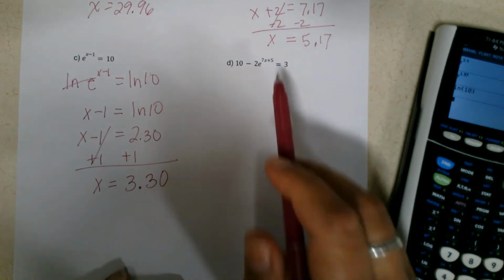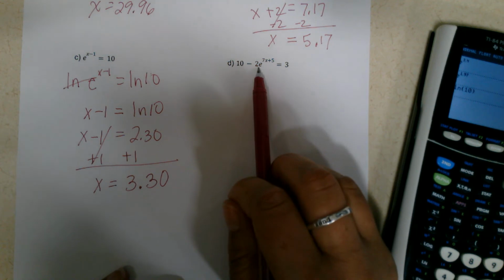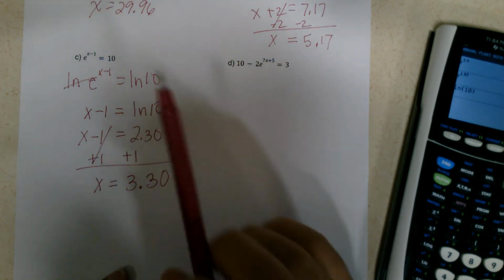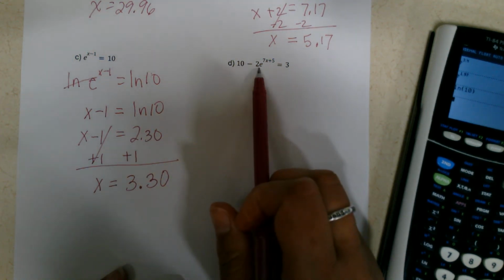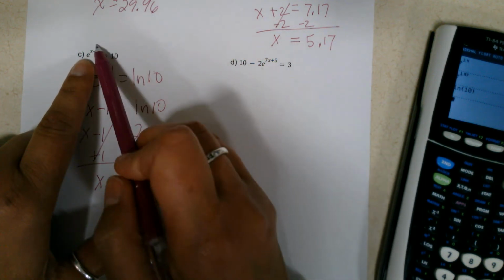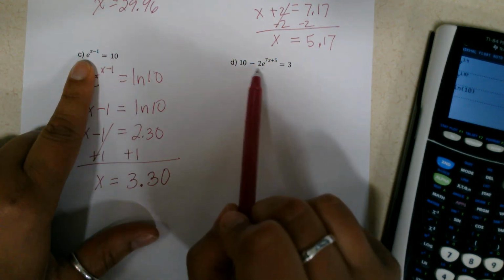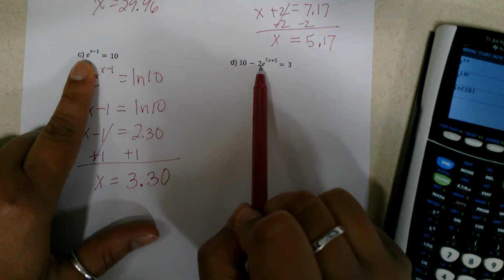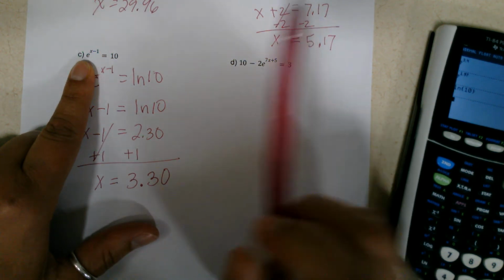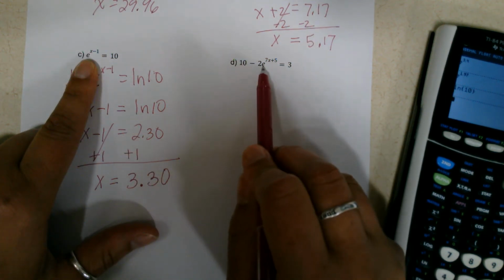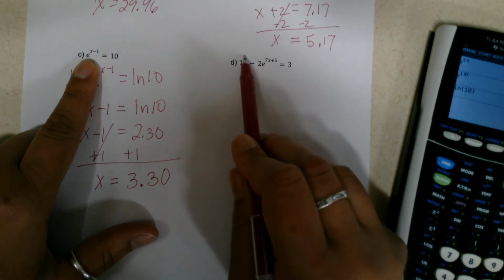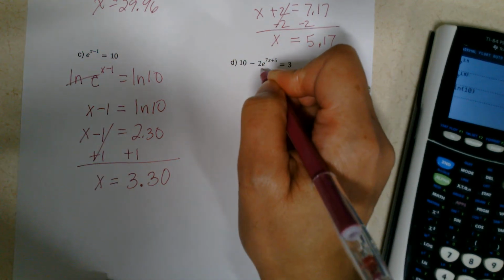Okay, and next, what do we have? We have e, so yes, we're going to be doing natural log. But here's the thing, it's not by itself. See how this e only has the exponent? There's nothing else. There's none of this minus. There's not being multiplied by 2. This 10's not being subtracted. So what we want to do first is get all of this away from the e. So let's take care of that first.